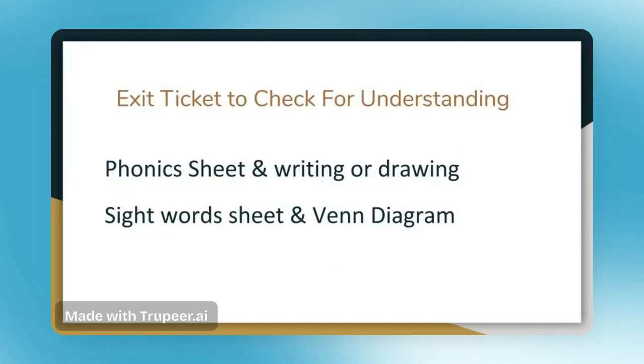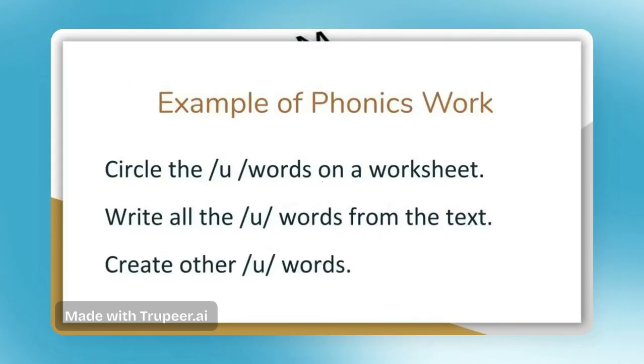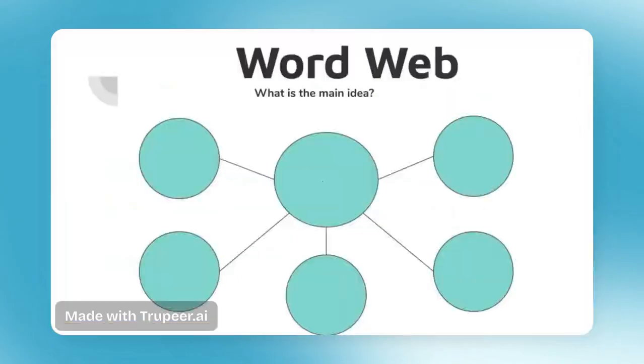Now it's time to check for understanding. Your checking for understanding work should correlate with your objective. For example, your phonics sheet should be the short U sound worksheet. It might ask them to circle the U words on the worksheet, write all the U words from the text, or create new short U words. They may also write sentences using words that have short U.